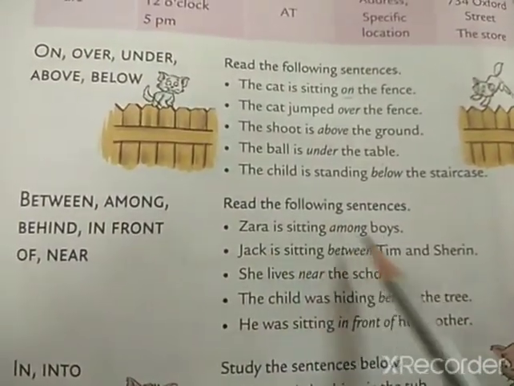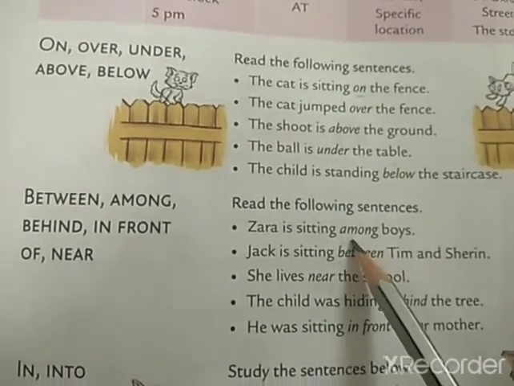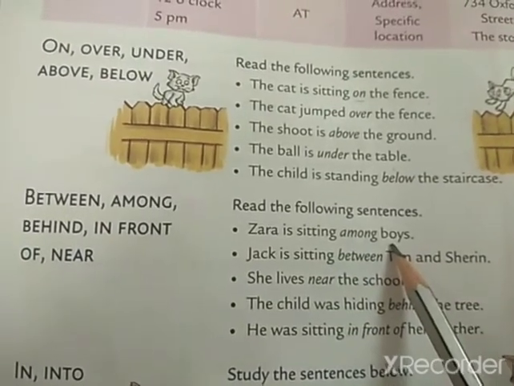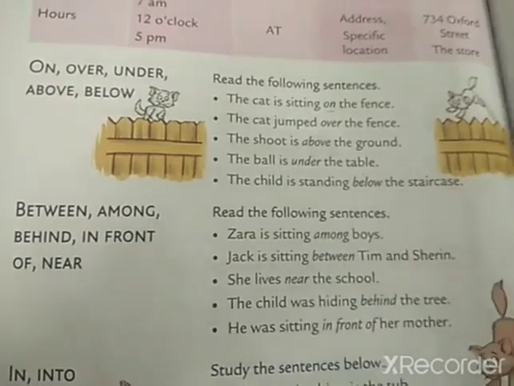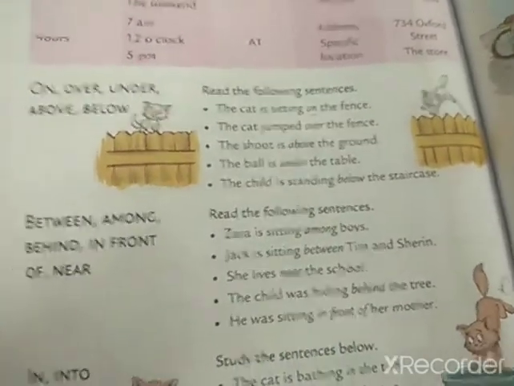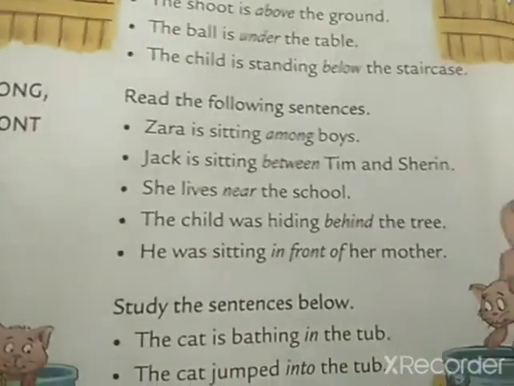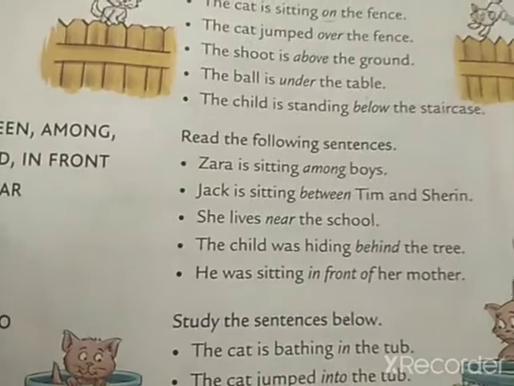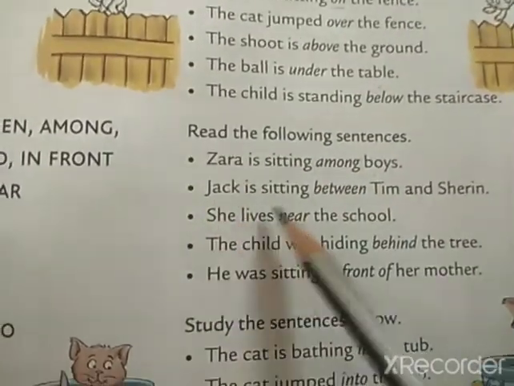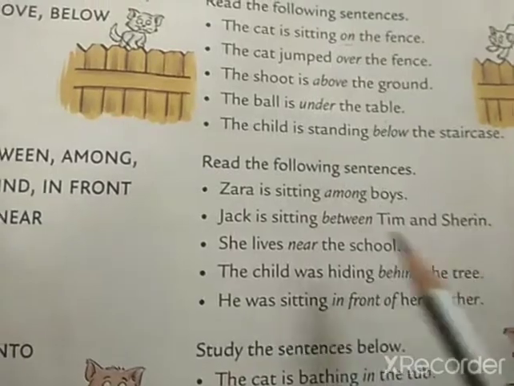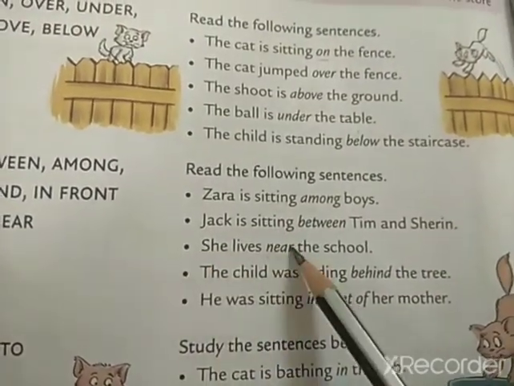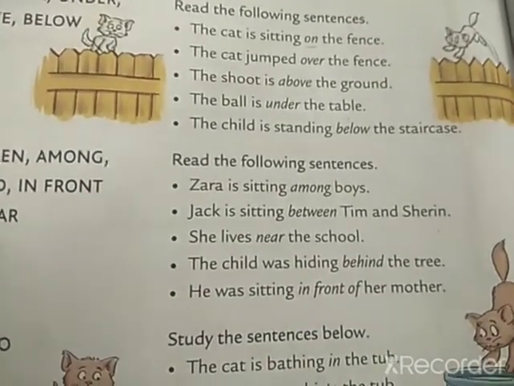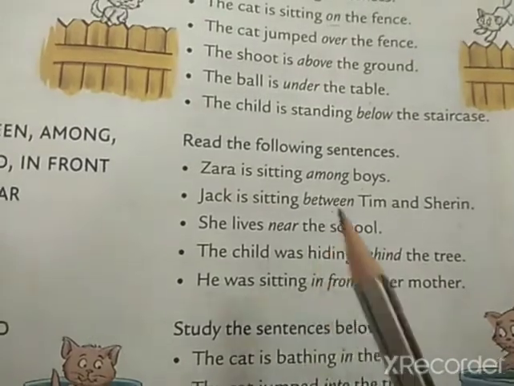Zara is sitting among boys. Now here among is used with boys. Yes, now plural forms are there. So when we are talking about more than two people, when we are talking about people which are more in groups, at that time we use among. It can be people, things, anything. If there are more than two things, we use the preposition among. Jack is sitting between Tim and Shirin. Now here as you can see, Jack is sitting with Tim and Shirin. When we are talking about two things, two persons, two animals or two places, at that time we use between.